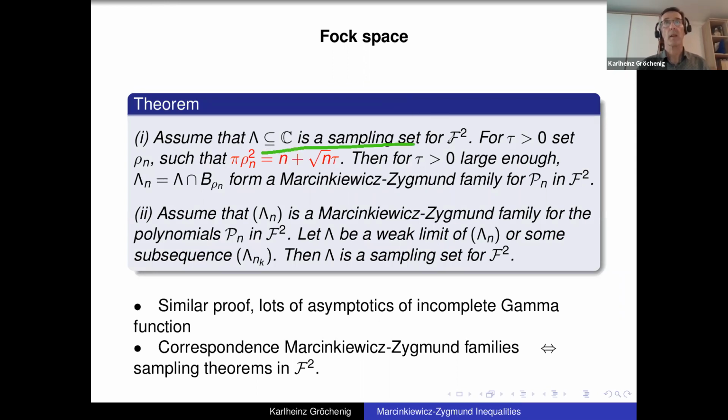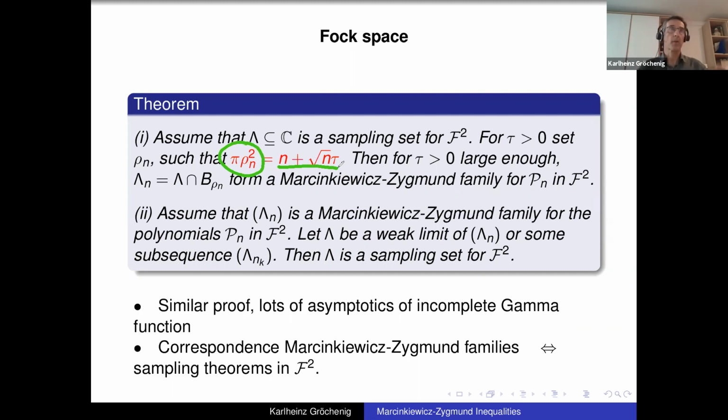Let's start with a sampling set for Fock space. And now the interesting part is, okay, what's the bulk region? How do we have to choose the radius of the disk appropriately so that the finite sections of the sampling set form a Marcinkiewicz-Zygmund family? So finite subsets of the infinite sampling set for Fock space that give us sampling theorems. And this is what we came up with. These are centered disks of radius rho sub n, such that the area of this disk is slightly larger than n. It's n plus square root of n times tau, and tau is a fixed parameter that we have to choose large enough.